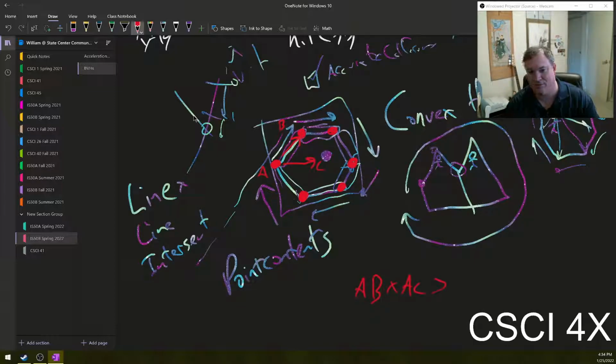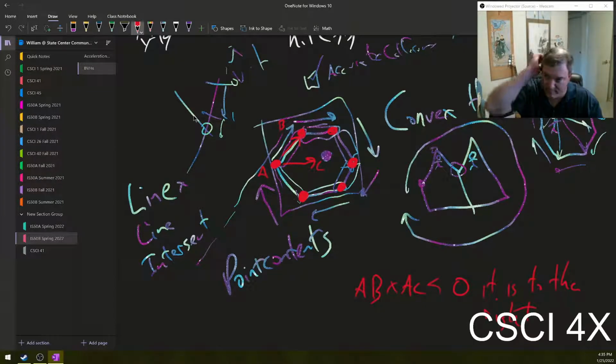If we did AB first, if the answer is less than 0, it is to the right. If AC is to the left, it'll be positive. So if our point's over here, we get a negative number. We say it's outside. Call it a day. If it's to the right, though, then we have to do the next one, right?